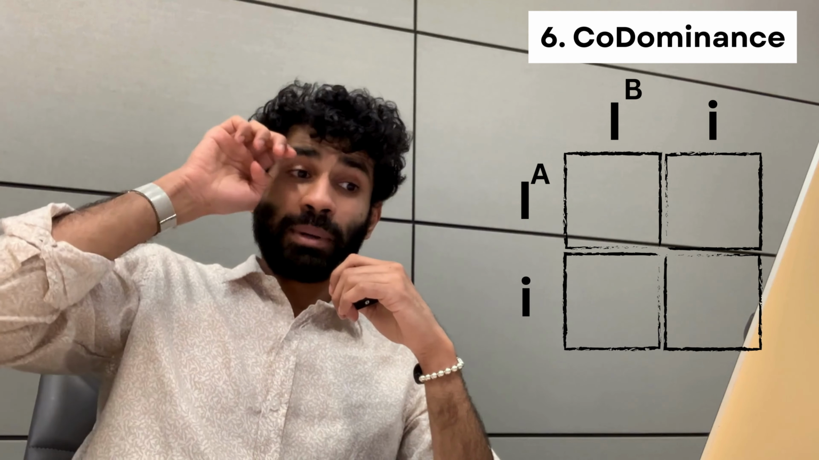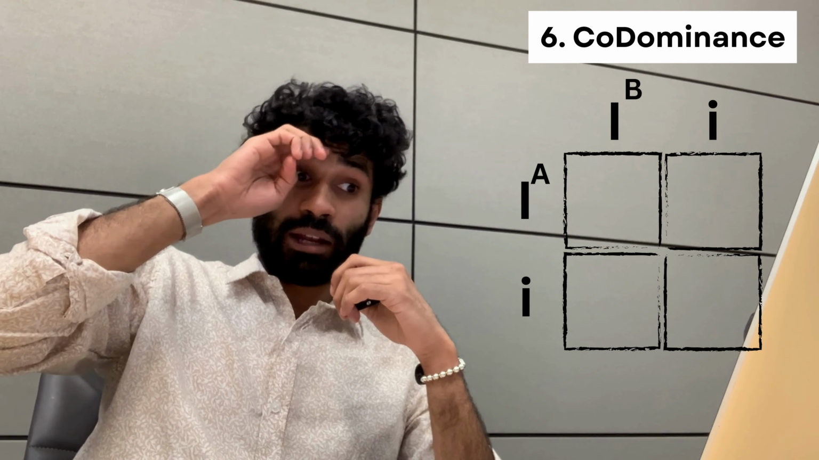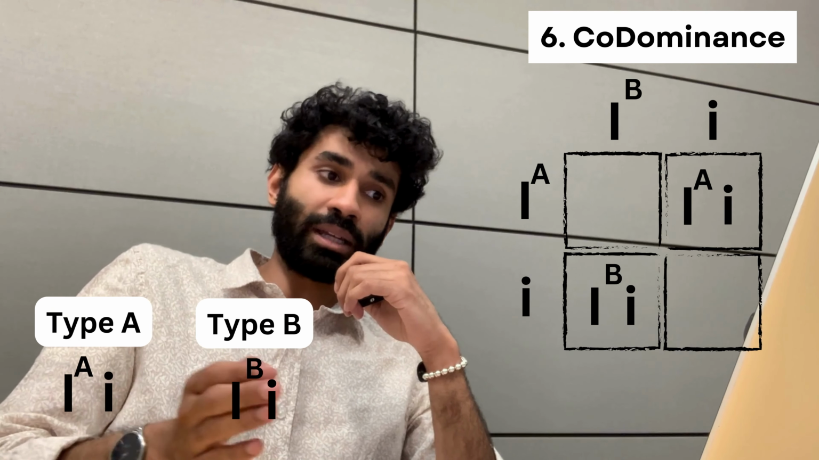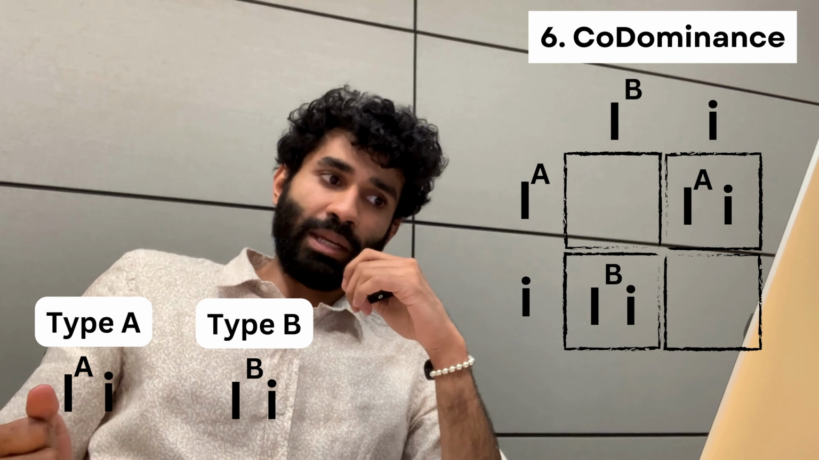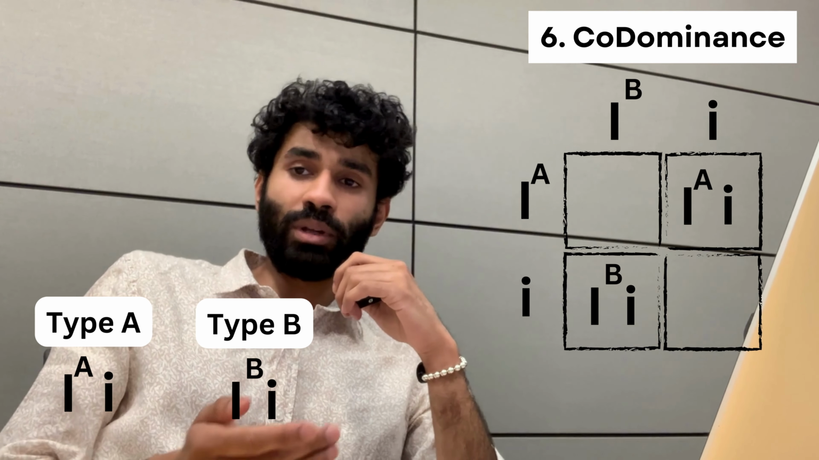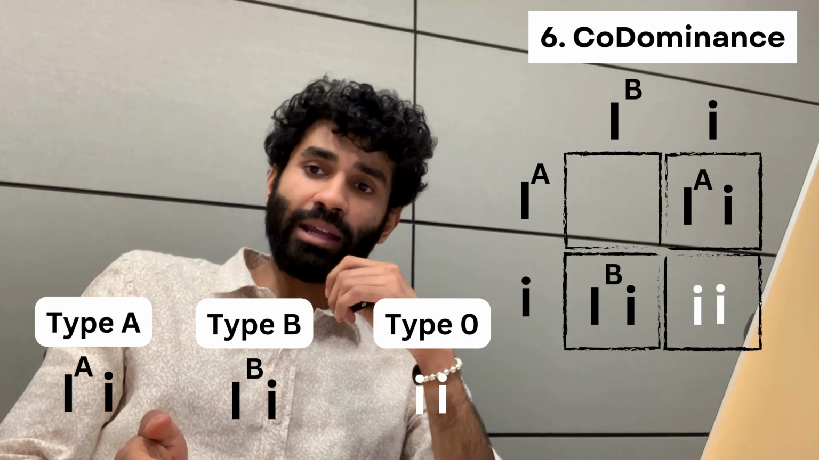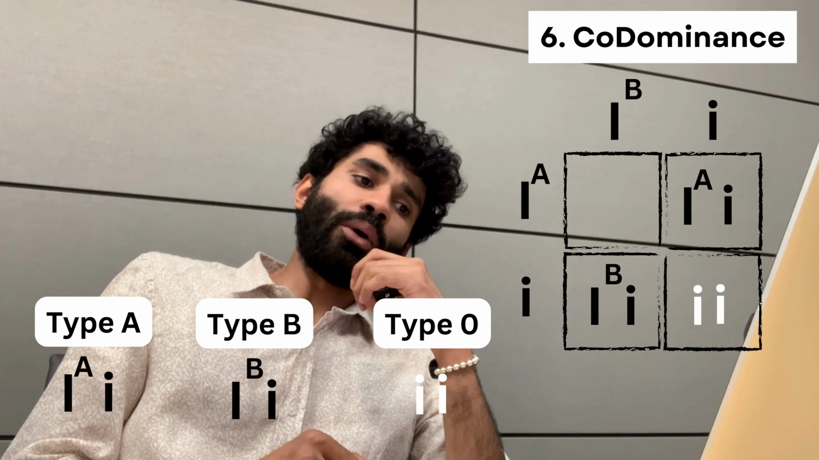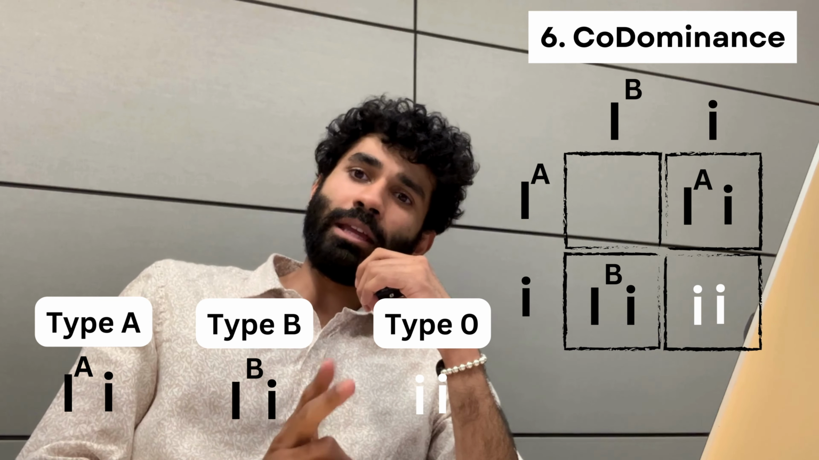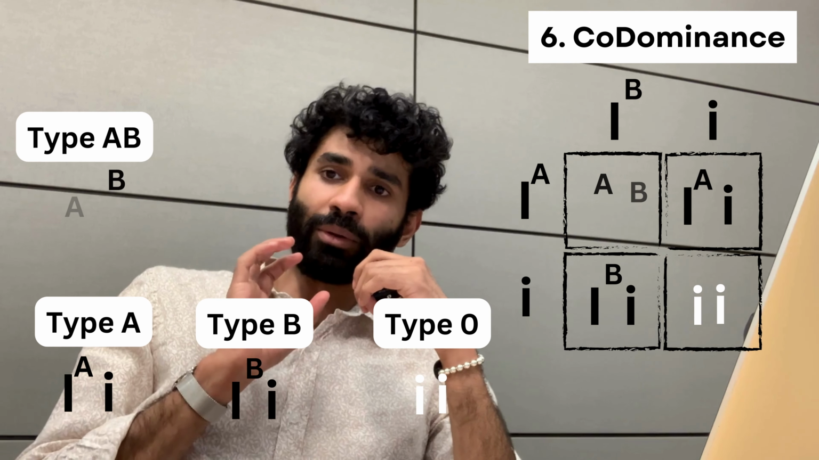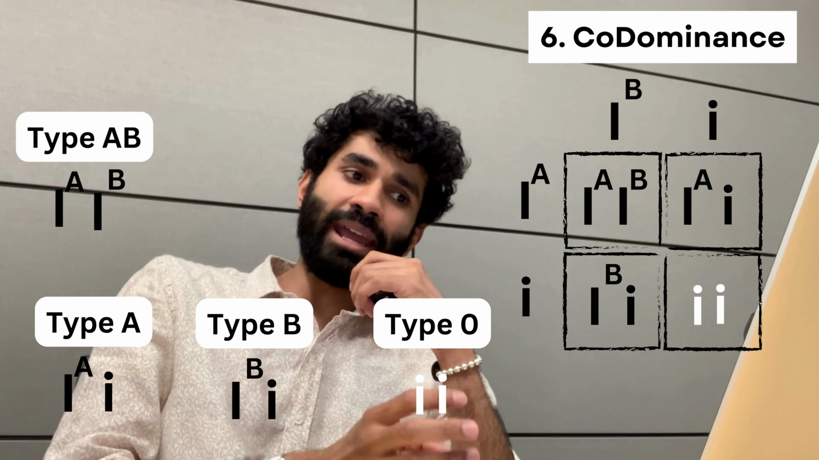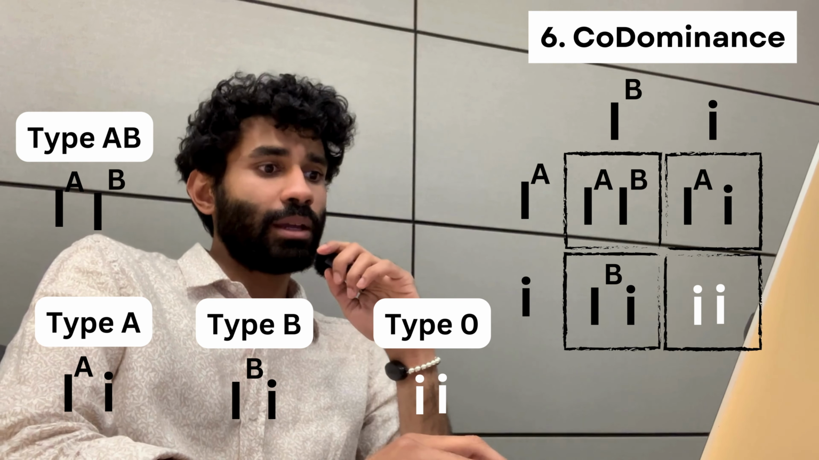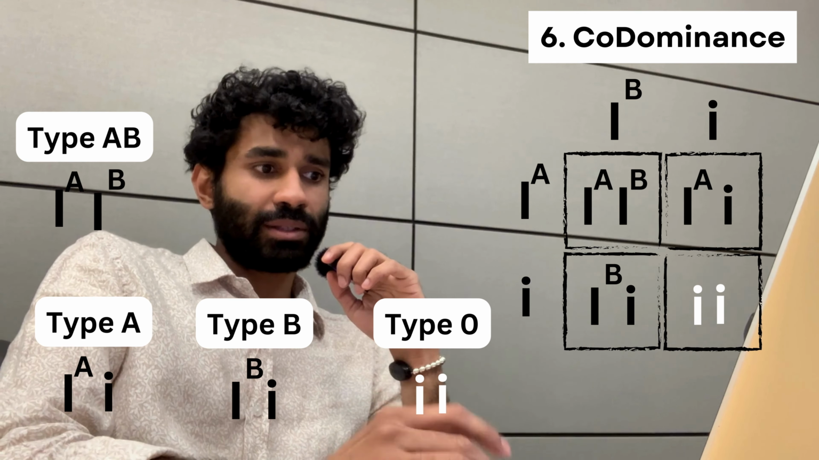And if you now set up a Punnett square, what you'll see is that out of 4 kids, 1 will be heterozygous type A, 1 will be heterozygous type B, 1 will be type O, which is I and I. It doesn't express either the A antigen or the B antigen, while 1 will be type AB, where the red blood cell will express both the A and the B antigens. Okay, and that's what we call codominance.